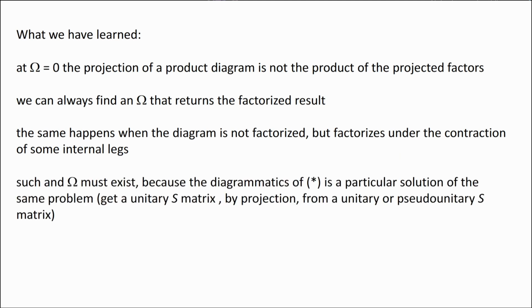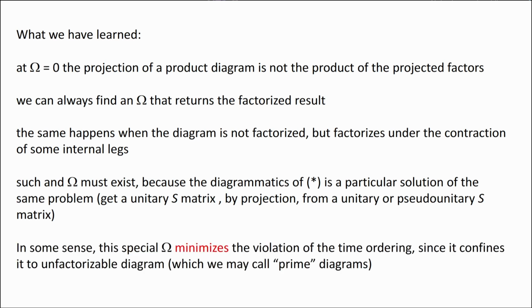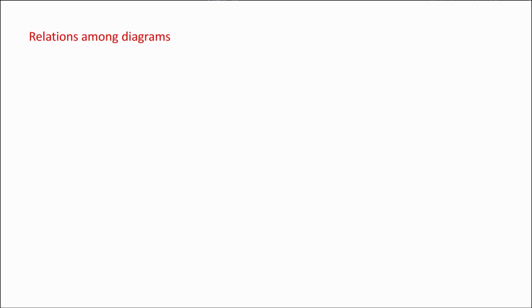Such an omega must always exist, because the diagrammatics of my previous paper was a particular solution to the same problem we are trying to solve now in general, which was the problem of getting a unitary S matrix by projection from a unitary or pseudo-unitary S matrix. In some sense, this special omega is the one that minimizes the violation of time ordering, because it confines it to unfactorizable subdiagrams, which we may call prime diagrams, the factors. You can also develop interesting relations among diagrams to ascend and descend among them and among their threshold decompositions.